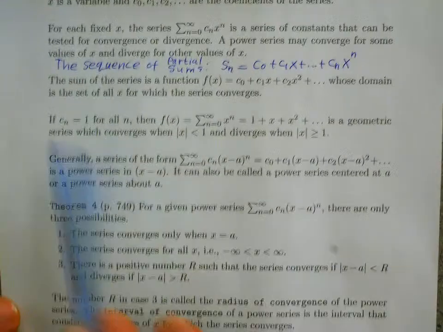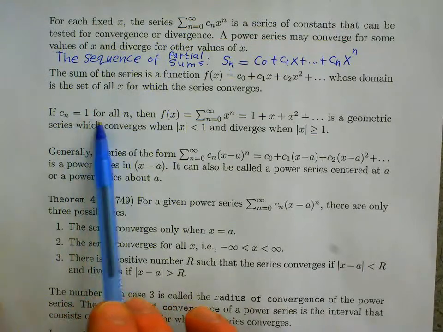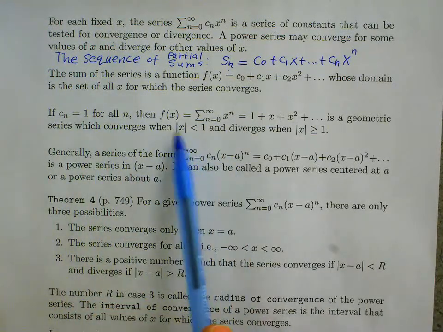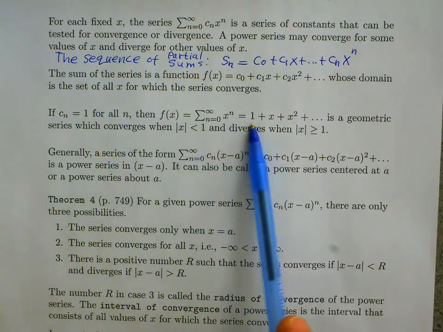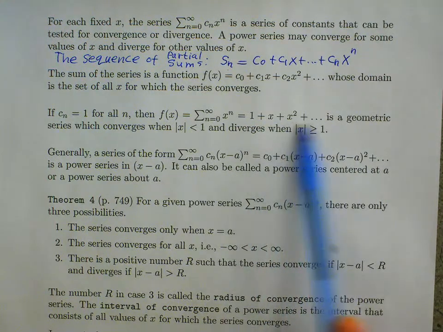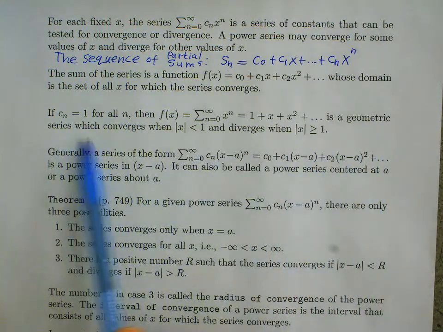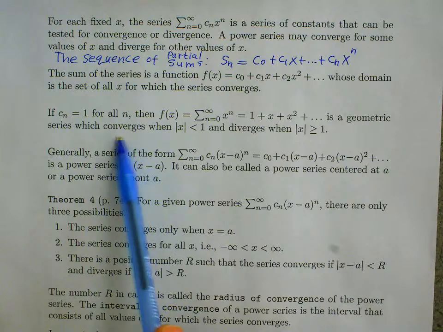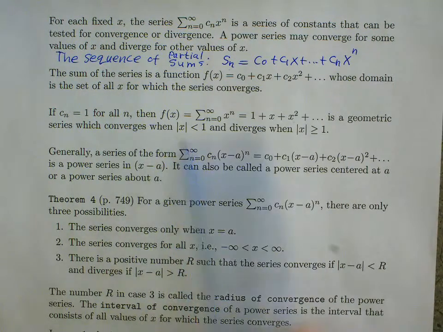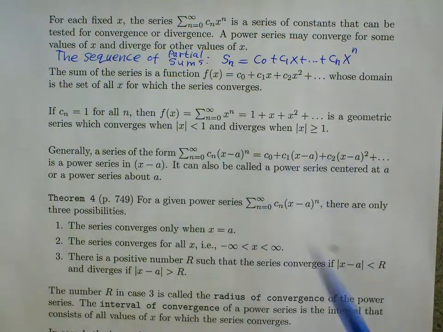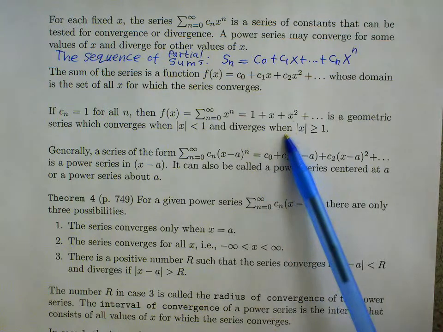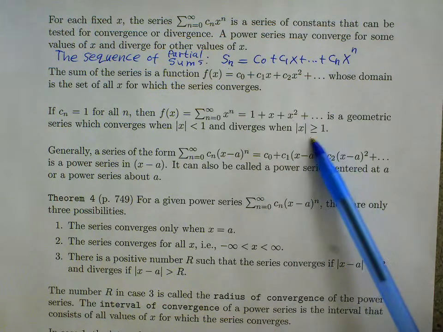Okay, moving on. If c sub n is equal to 1 for all n, then the power series is 1 plus x plus x squared, and so on. It's just a geometric series, which we know converges when the absolute value of x is less than 1, and it diverges when the absolute value of x is greater than or equal to 1.